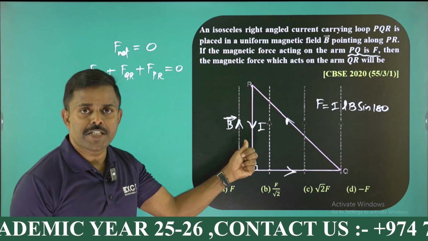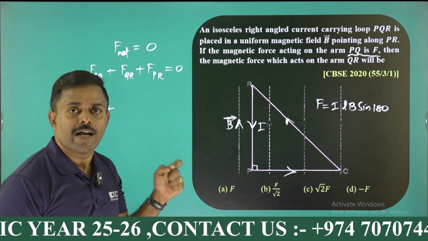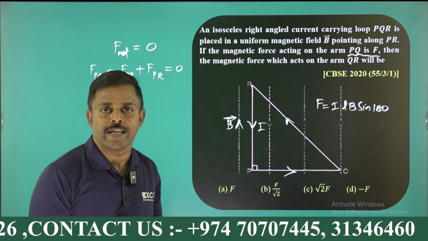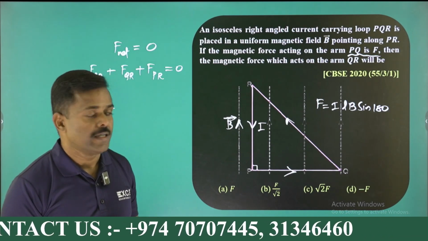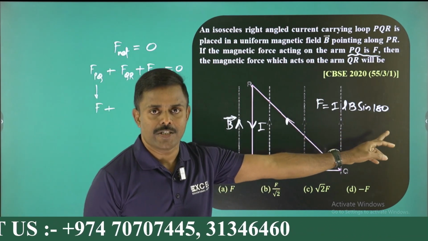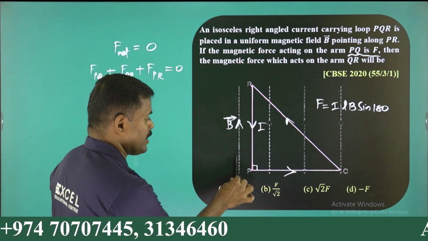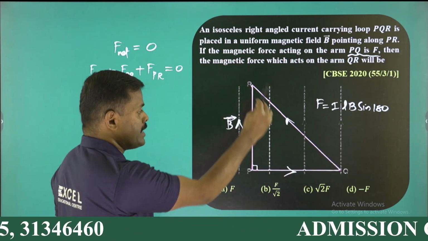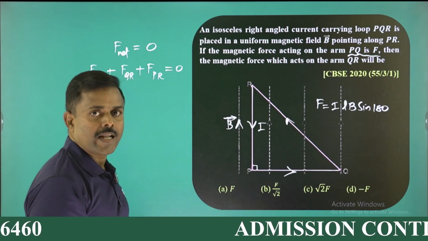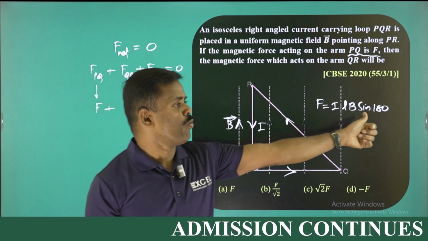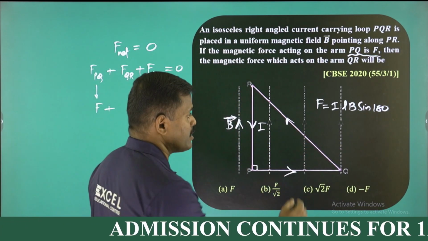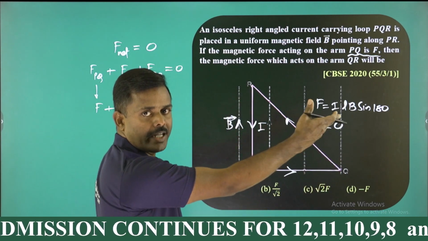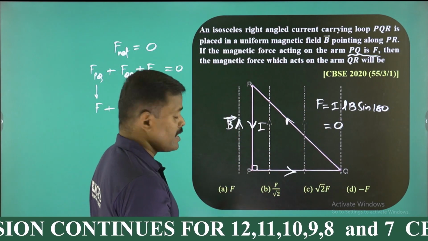Because force acting on a conductor is given by ILB sine theta. Force acting on a current carrying conductor in a magnetic field is given by ILB sine theta. Here, the magnetic field is going up, straight up, pointed upwards. The current is going downwards. They are anti-parallel, so theta is 180. That would make the force on that conductor equal to 0, because sine 180 is 0, right?